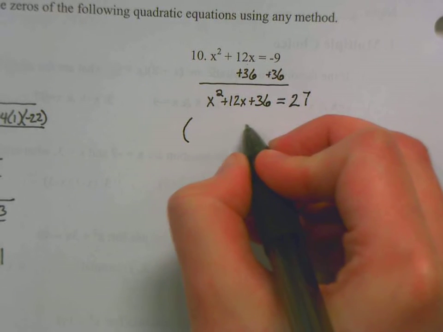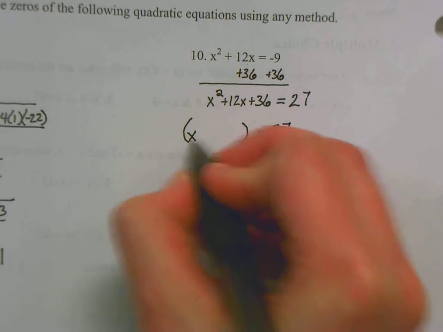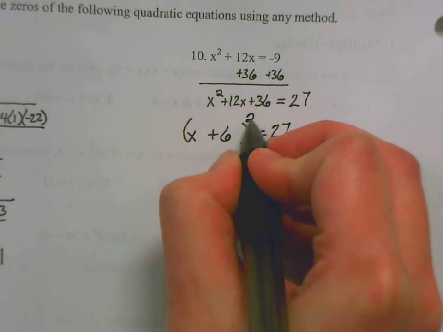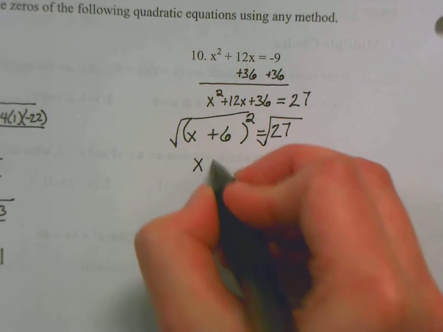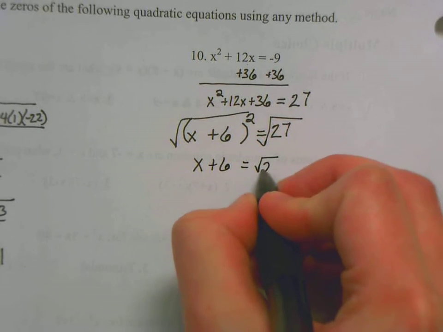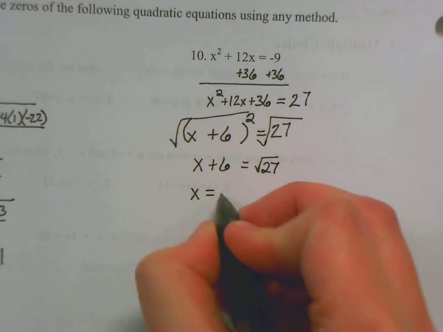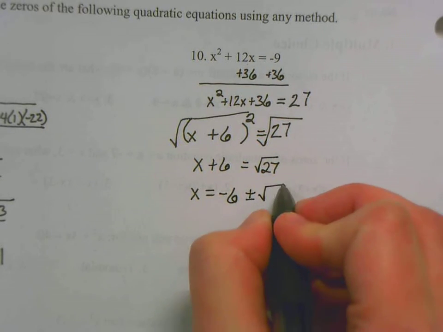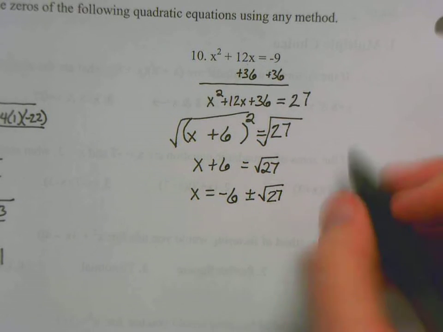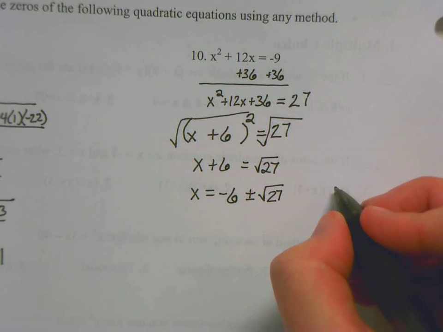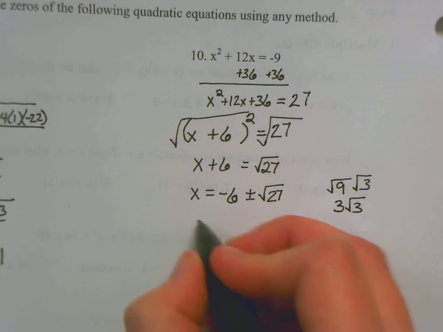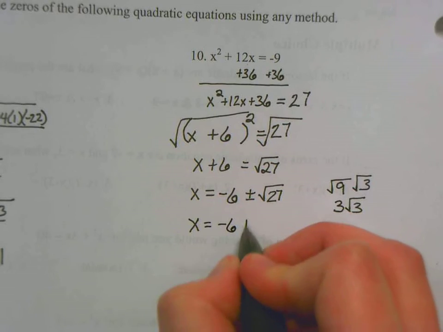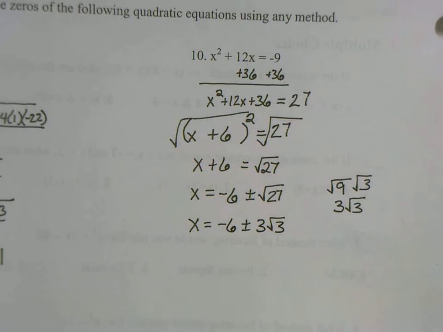So you would set up your 2 parentheses, or actually you only need 1, remember, and it would be just x plus 6. And we just write it squared rather than writing out twice. So then you square root, and you get x plus 6 equals radical 27. Subtract the 6 over. And then you can reduce that radical. Radical 27, the perfect square 9 can go into that. So I can break it up into radical 9 times radical 3, which the square root of 9 is really just 3. So that turns into that. So final answer would be negative 6 plus or minus 3 radical 3.